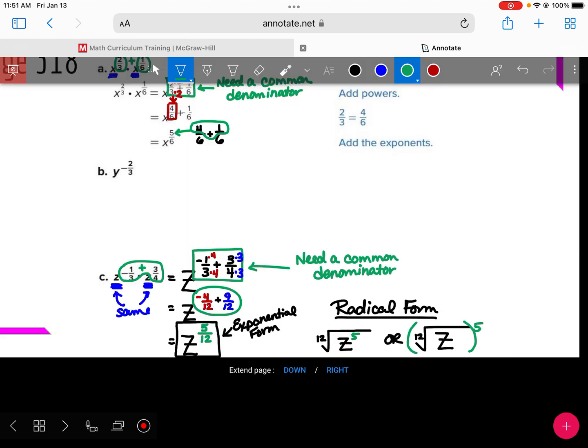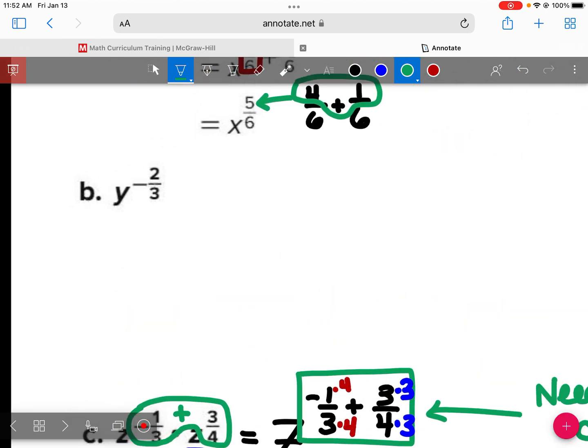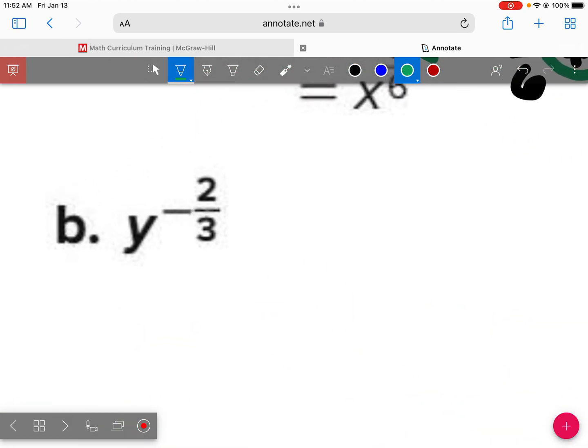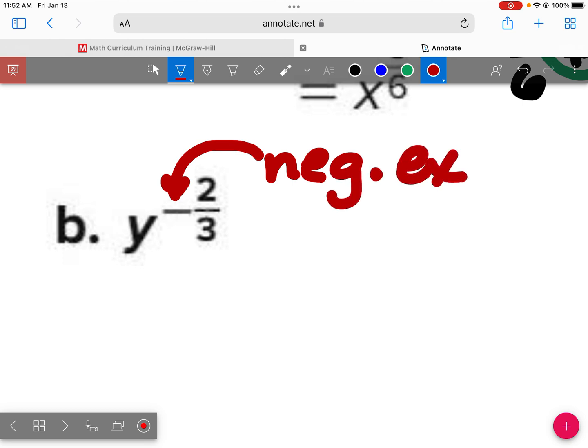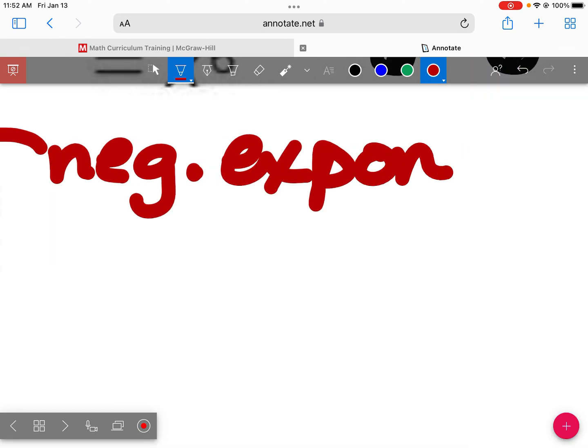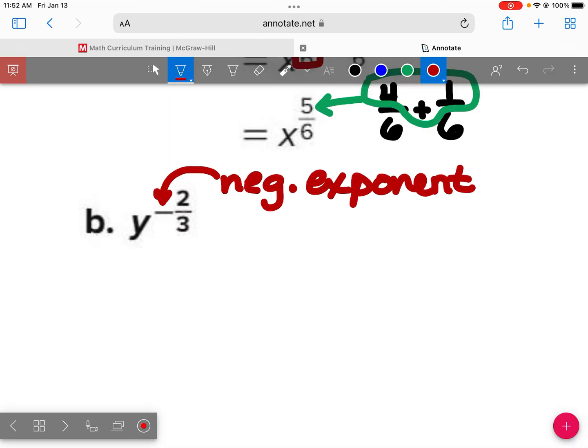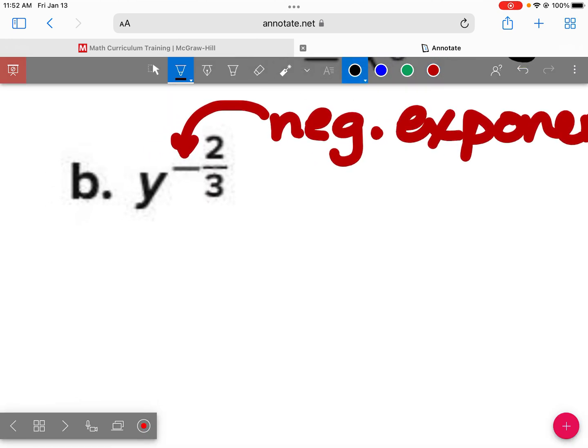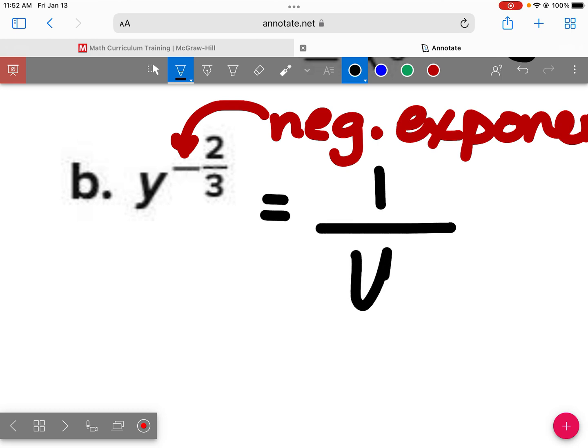All right. One last problem, and then we will call it a week. Part B. What do you notice about the exponent in part B? There's only one. What else do you notice about it? It's a negative. We have a negative exponent. So what does that mean? We have to flip it. So I'm going to write this as 1 over y to the 2/3.